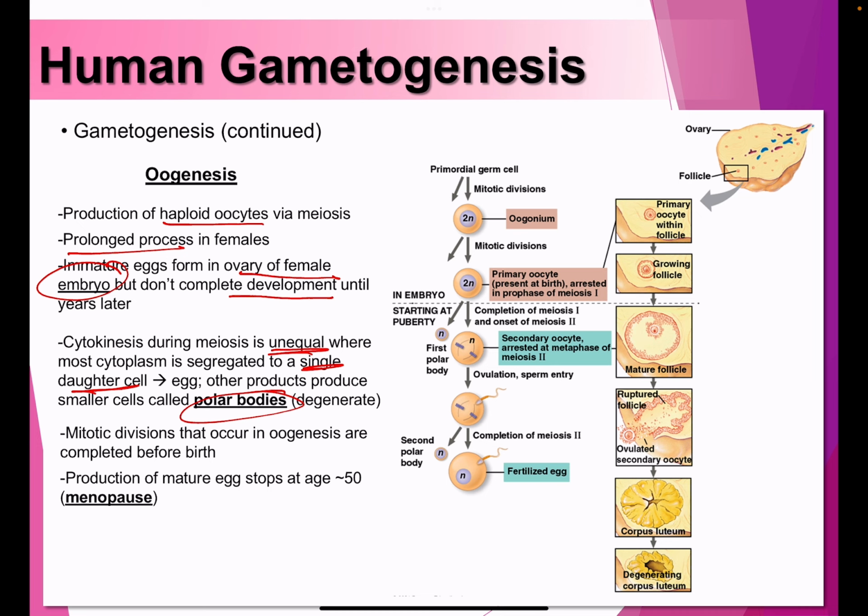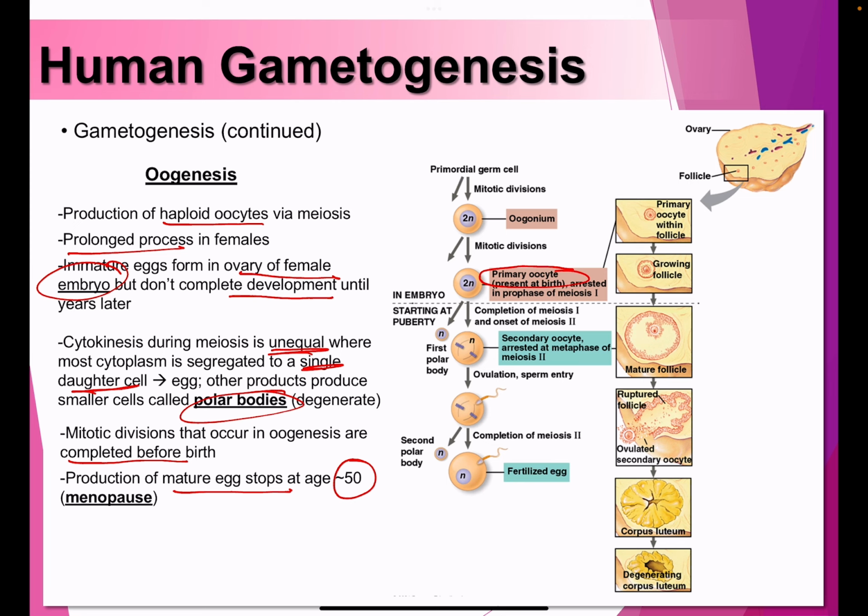Mitotic divisions will occur in oogenesis, and they are completed before birth, because by the time you're born, you already have all the primary oocytes in there. Okay, all the mitosis is done. And then production of mature eggs stops around 50 years old. That's another thing that's different from males. Males will continue to produce sperm throughout their entire lifetime.